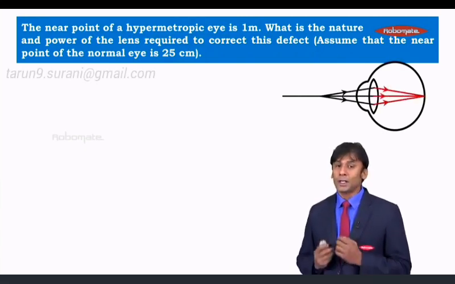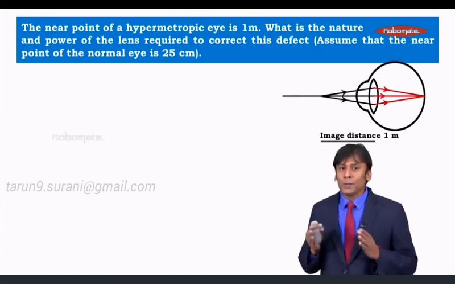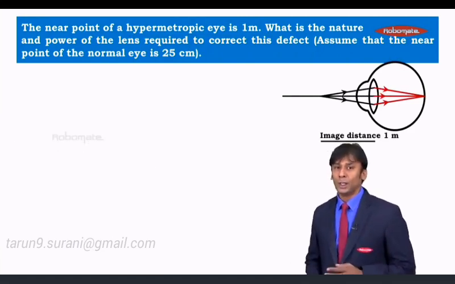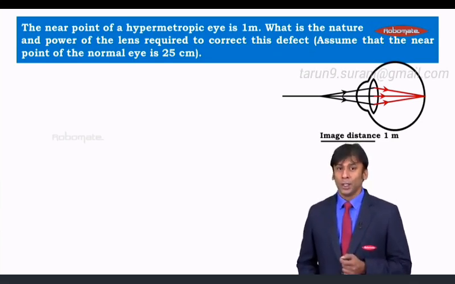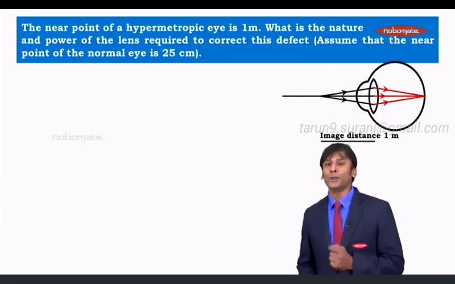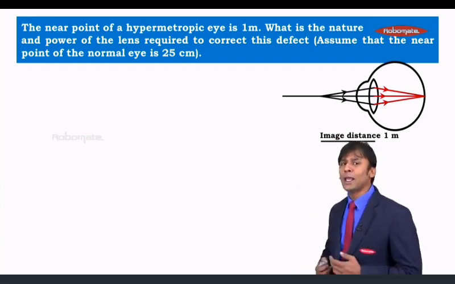So here you can see diverging rays hit the lens and from there they are supposed to go on the retina. So image distance is 1 meter. Further, what is the nature and power of the lens required to correct this defect? Assume that the near point of the normal eye is 25 centimeter. Now students, the near point for a normal eye is 25 centimeter.